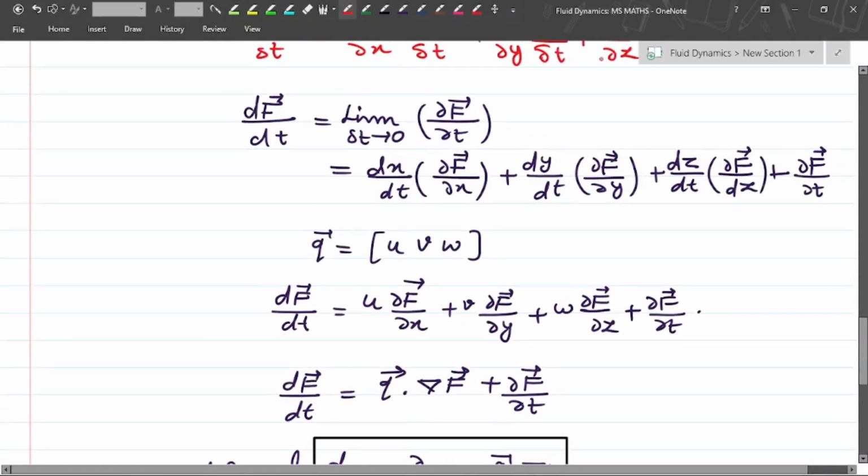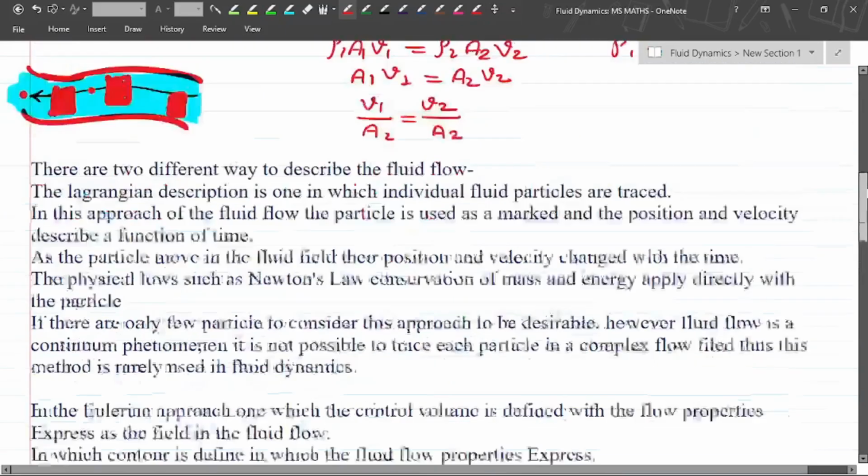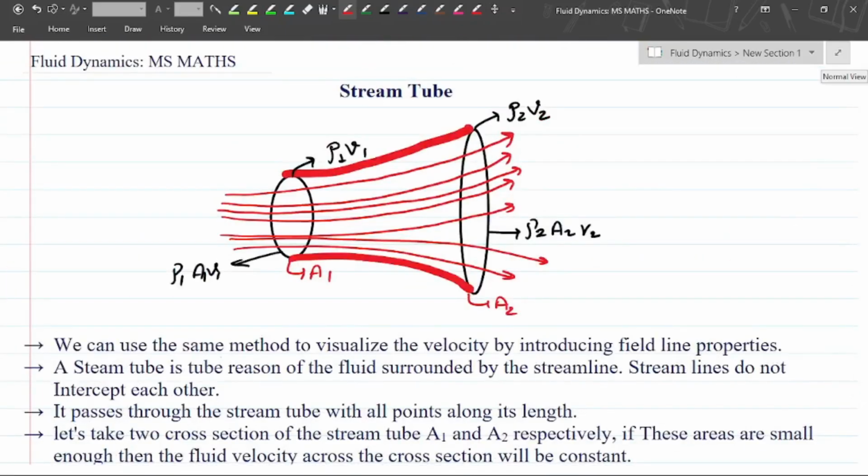So this is all about the stream tube, and I hope you understand the concept of the stream tube and the concept of the total or material derivative.